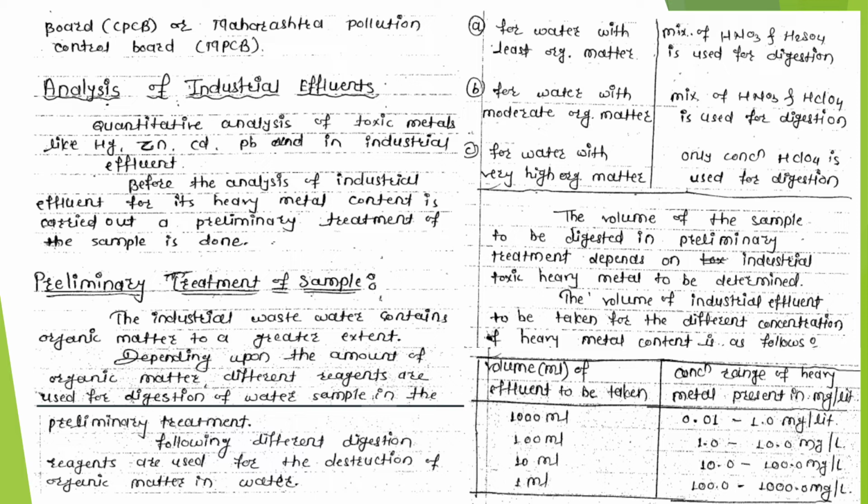If the concentration range of heavy metal is 0.01 to 1 milligram per liter, take a 100 ml solution. If the concentration range is 1 to 10 milligram per liter, take a 10 ml volume of this solution. If the concentration further increases to 10 to 100 milligram per liter, a 1 ml solution is taken for the analysis. If the concentration further increases to 100 to 1000 milligram per liter, that is, 1 ml contains 1 gram. So when the concentration increases, the volume of industrial effluent taken for the analysis decreases.